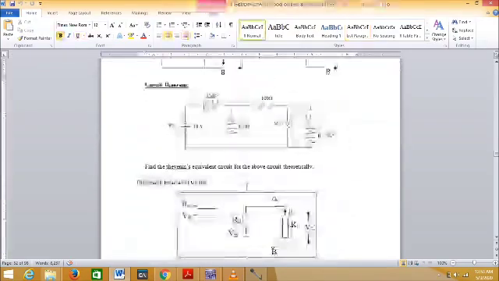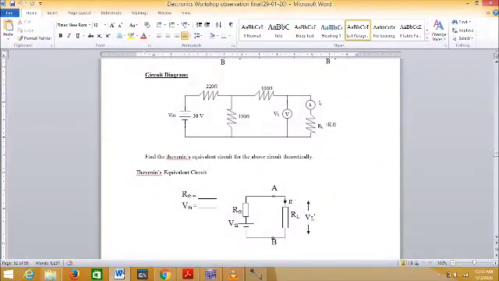See here, I have given you a circuit diagram. You could observe it carefully. Manually you need to do it on paper. The space is provided to you, so you should draw the Thevenin equivalent circuit for this particular circuit. This is the actual circuit, and you should convert it into a Thevenin equivalent circuit.